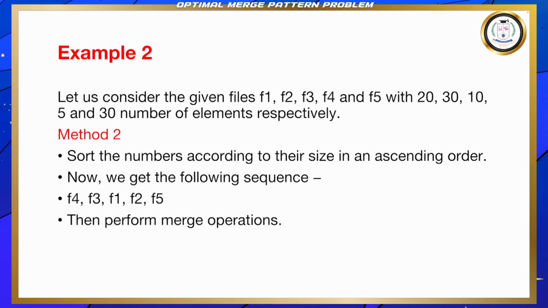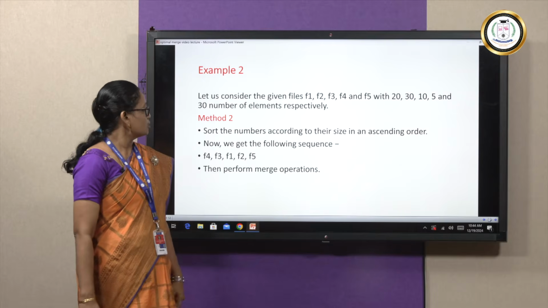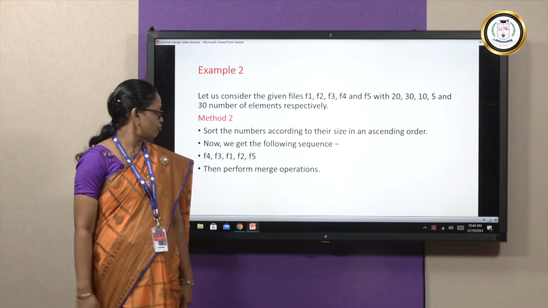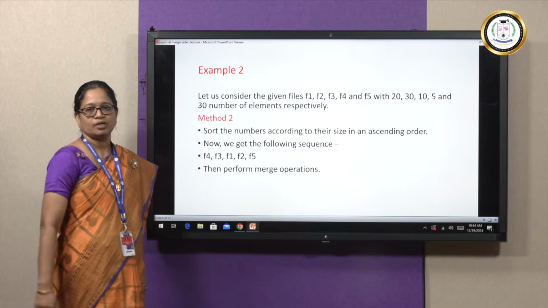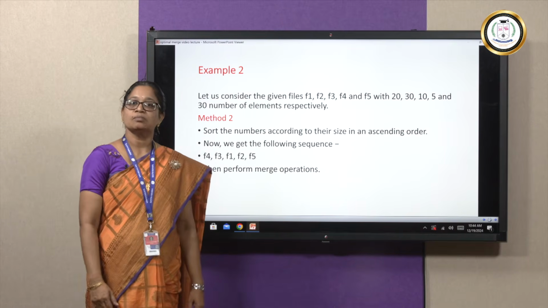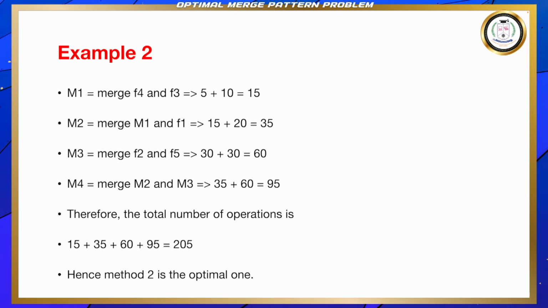We are going to solve by the greedy approach. First we sort the files in the increasing order of their size. So we get this sequence: F4, F3, F1, F2 and F5. Now we are going to perform the merge operations. First merge F4 and F3. The number of comparisons will be 5 plus 10, which is equivalent to 15.